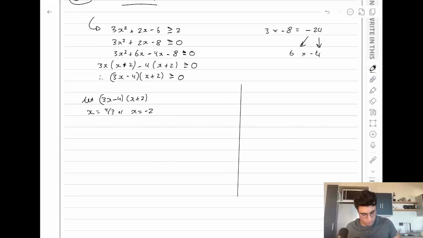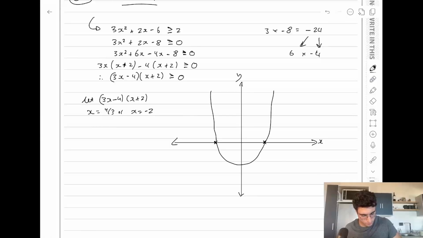And so if we draw this on a parabola, we've got 4 over 3 here, and we've got minus 2 here. Draw a parabola, we know it must be greater than or equal to 0, so when's it going to be greater than 0?